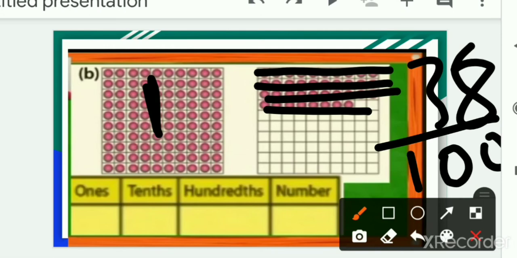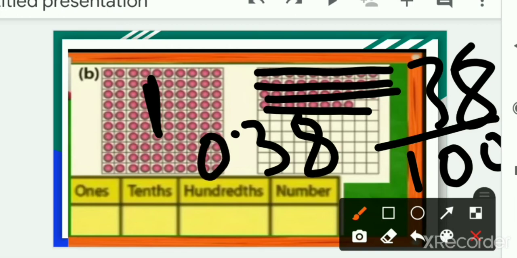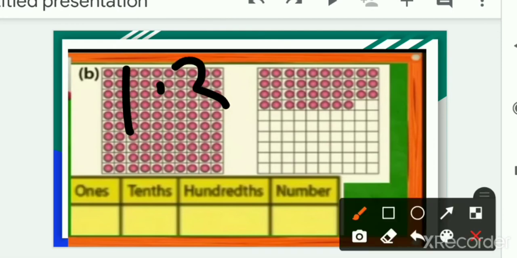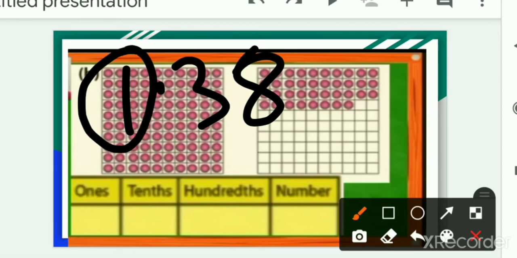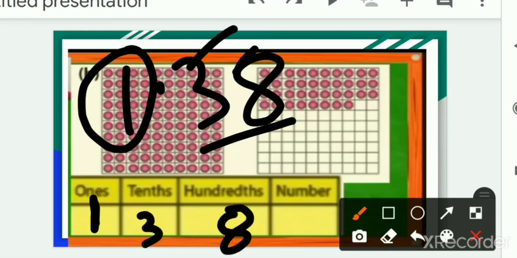So when we divide this, we will get the decimal 0.38. But this 1 is also here, so we will add both of them. So 1 plus 0.38 will become 1.38. Now we have to represent it here. This is the ones place in front of the decimal point. After that, this is the tenths place, so it is 3. This is the hundredths place, so it is 8. So our number will become 1.38.